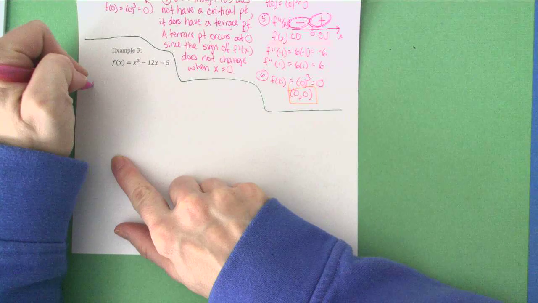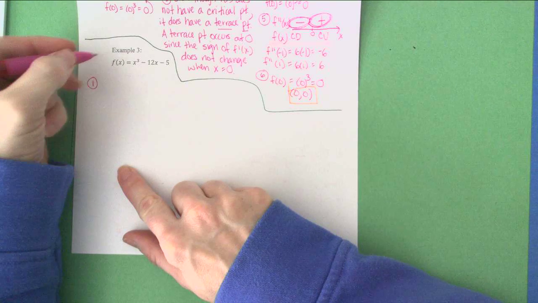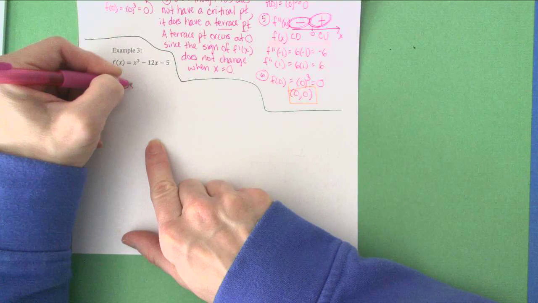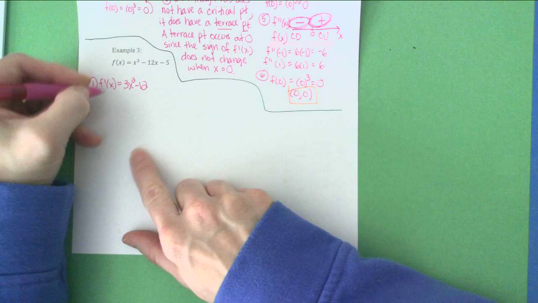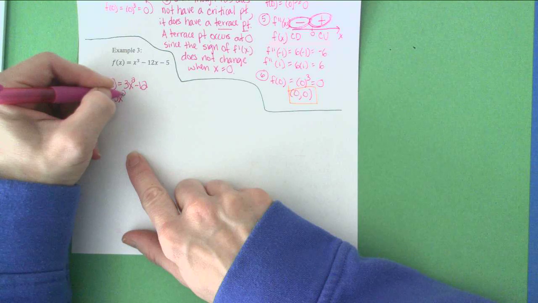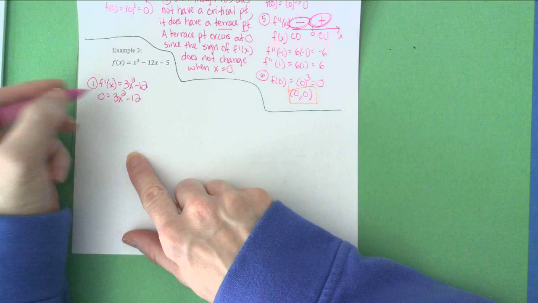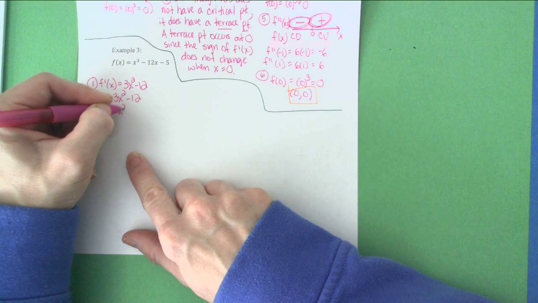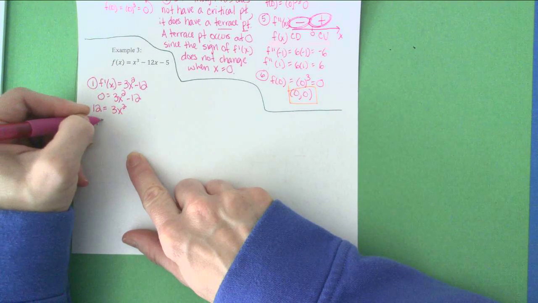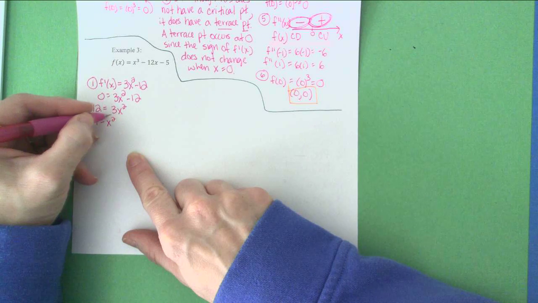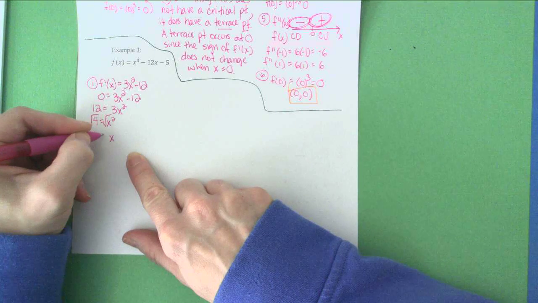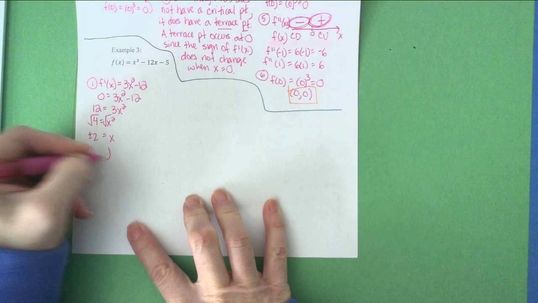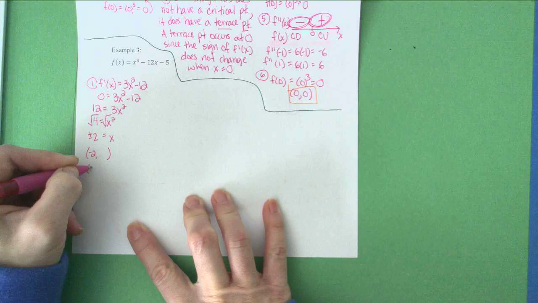So step 1, take the derivative, set it equal to 0. So f prime of x equals 3x squared minus 12. Going to set that equal to 0. I'm going to add my 12 over here. I'm going to divide by 3 on both sides, and then I'm going to square root. Be careful, that's going to give me plus or minus 2. So I'm actually going to have 2 critical points, one at -2, one at +2.